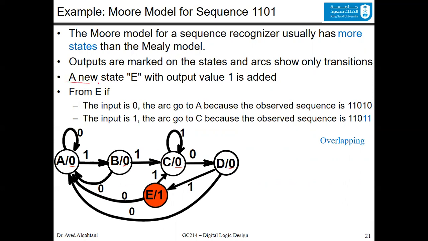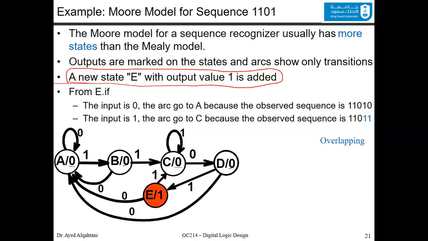Now, what happens in the Moore? We added this new state. This is the most critical information. A new state E with the output value of 1 is added, as you can see here.